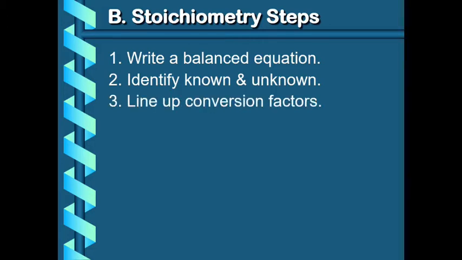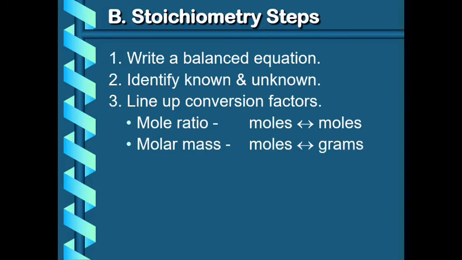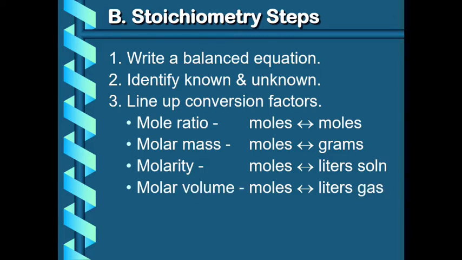And then we start lining up conversion factors. I'm going to list to you 4 possible conversion factors that you'll see as we're going through stoichiometry problems in this chapter, with the first one being in every single one, and that's our mole ratio. So mole ratio does compare moles to moles of 2 different substances. You've seen molar mass before. It compares moles and grams. The next 2 are going to be new to you. Molarity compares moles in liters of solution, whereas molar volume compares moles in liters of gas.